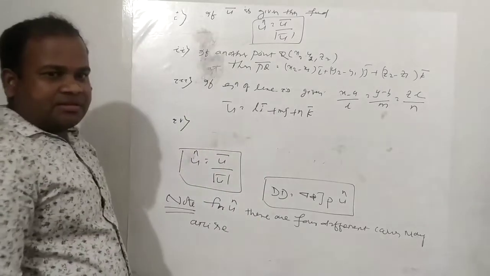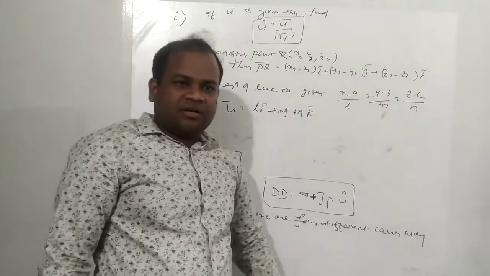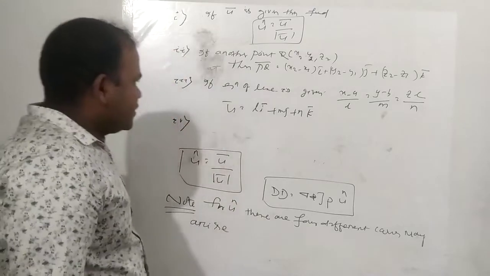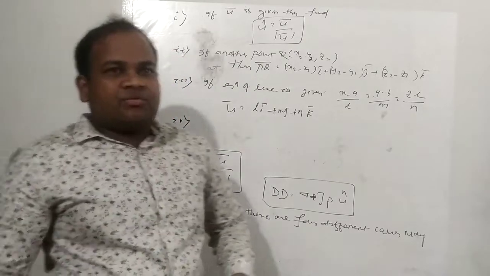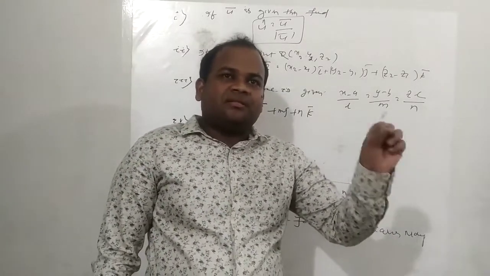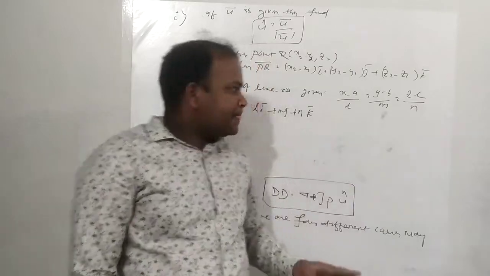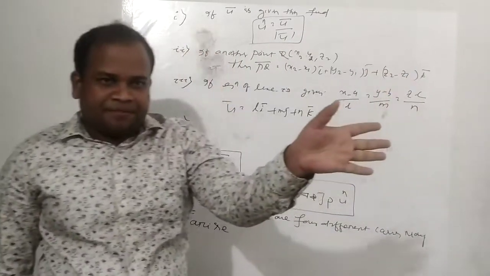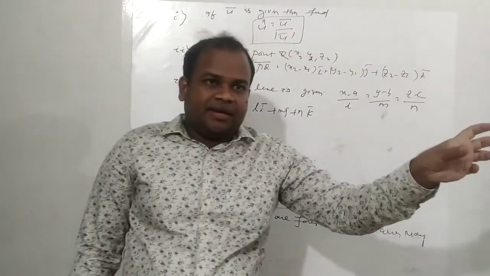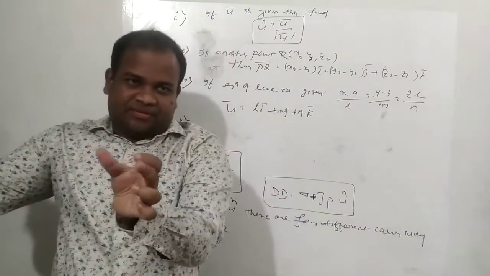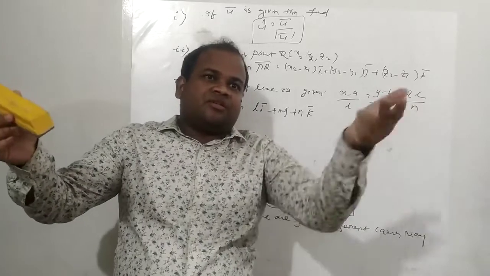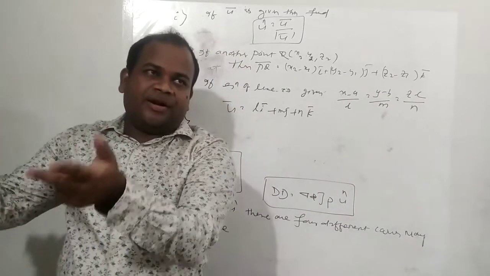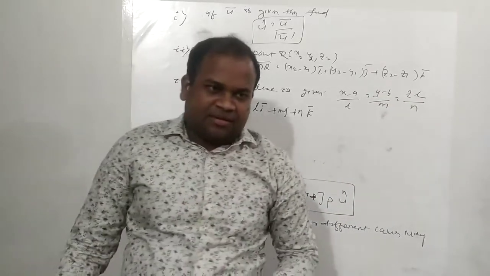And what is the fourth case? It will be given along the surface. So what is the equation? Find the directional derivative. If phi of x, y, z equals this one at the point P along the surface x square plus y square plus z square equal to 3 at the point 1, 2, 3.